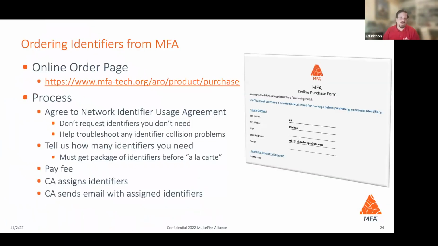And the process is really simple. You go to our website and you order the identifiers from us. It's very straightforward. We do have an identifier usage agreement, which is basically a click-through legal agreement. Don't request identifiers you don't need, and help us troubleshoot any collision problems that might happen in the field should they come up. You tell us how many identifiers you need, you pay a fee, I assign the identifiers to you, and I send you an email saying, here are the identifiers that have been assigned to you. It's really quite straightforward.